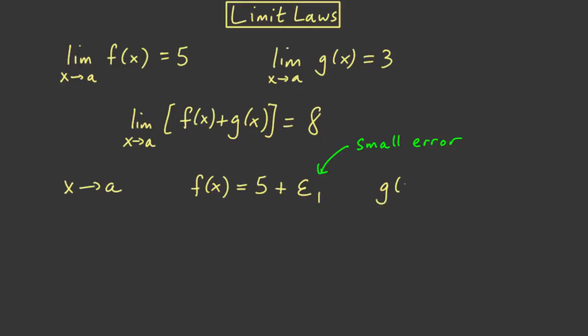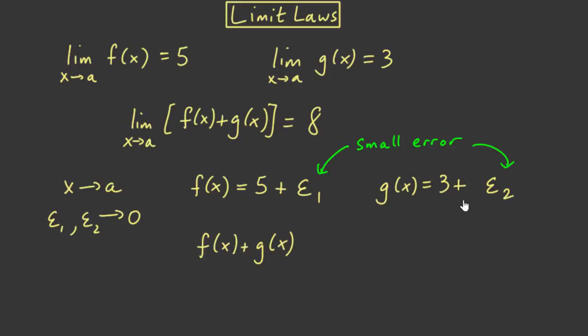G of x we know is going to be 3 plus some small error of its own, which I am going to call epsilon sub 2. And we know that as x tends to a, these small errors, epsilon 1, epsilon 2, are going to be getting smaller and smaller, going to 0. Meanwhile, f of x plus g of x, just add this, and it'll be 8 plus epsilon 1 plus epsilon 2. So it'll be off from 8 by epsilon 1 plus epsilon 2.